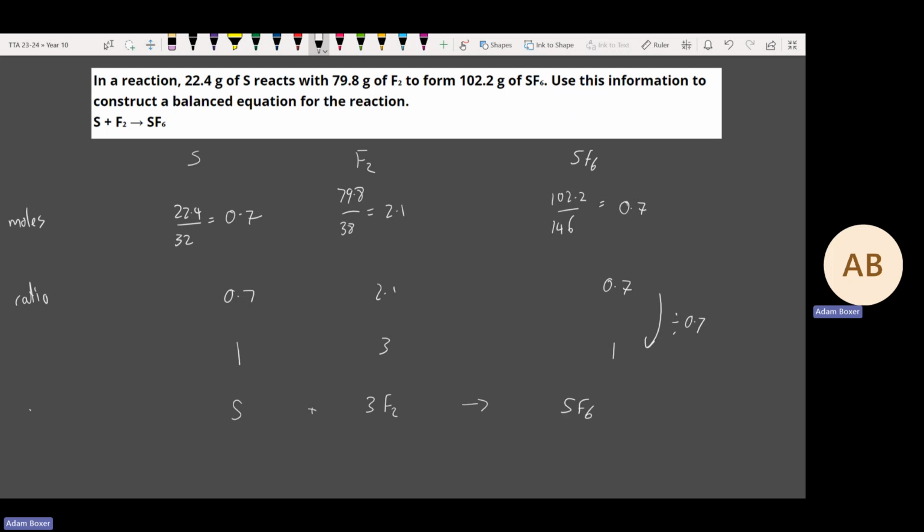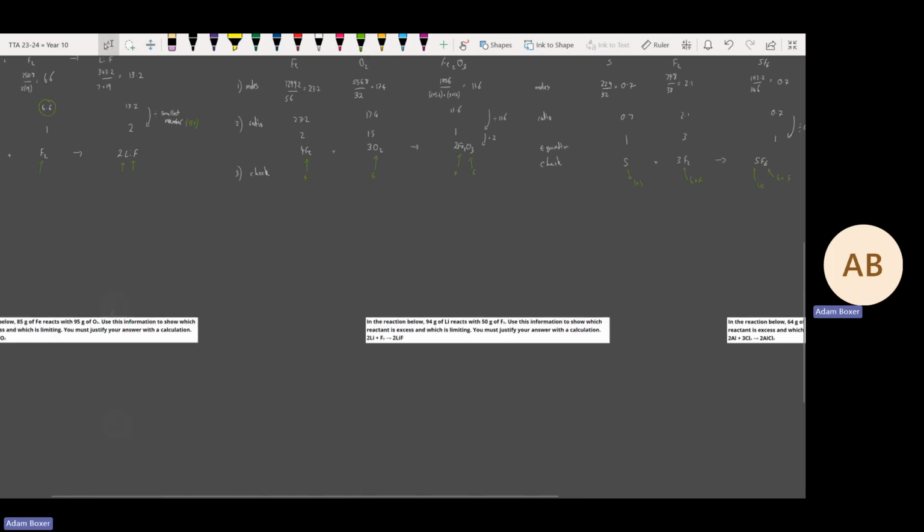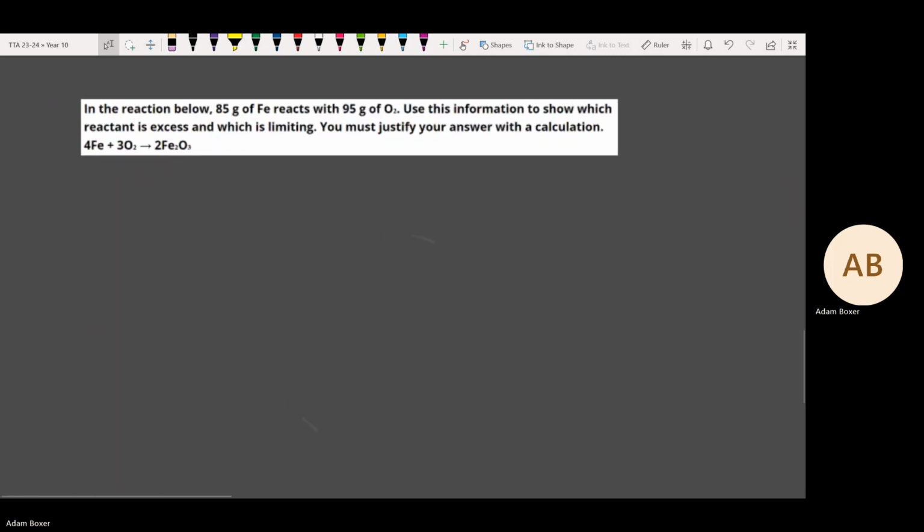I want to check. So there's my equation, sorry. And now I want to check. So I've got 1 sulfur here. I've got 1 sulfur there, which is great. I've got 6 fluorines here, and I've got 6 fluorines there as well. Happy days.